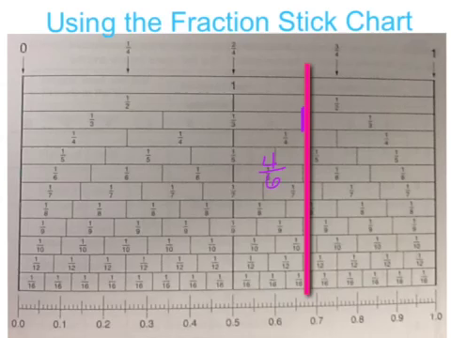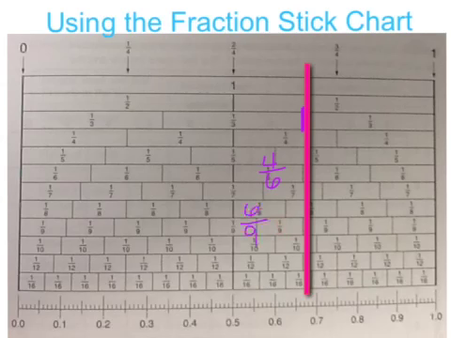If I keep tracing my finger down my straight edge, I am going to find that the next equivalent fraction happens in the 9th stick. We're going to do the same thing we did with the 6th, and we're going to count over to figure out how many ninths this is equal to. 1, 2, 3, 4, 5, 6. So 6/9 is another equivalent fraction.